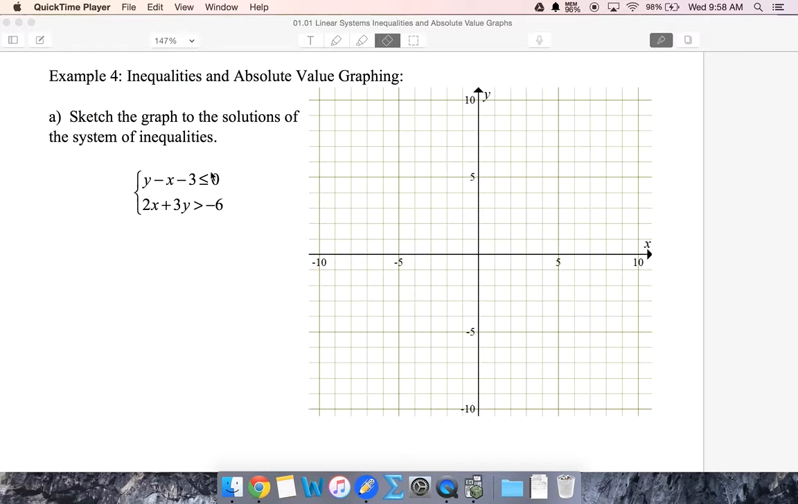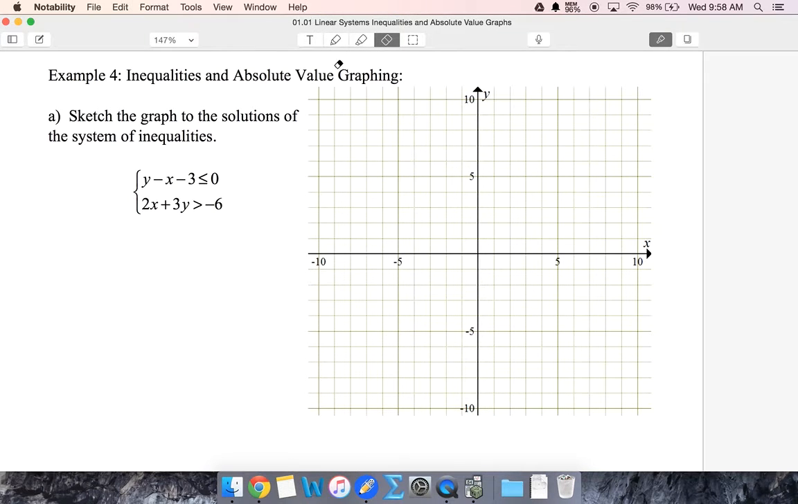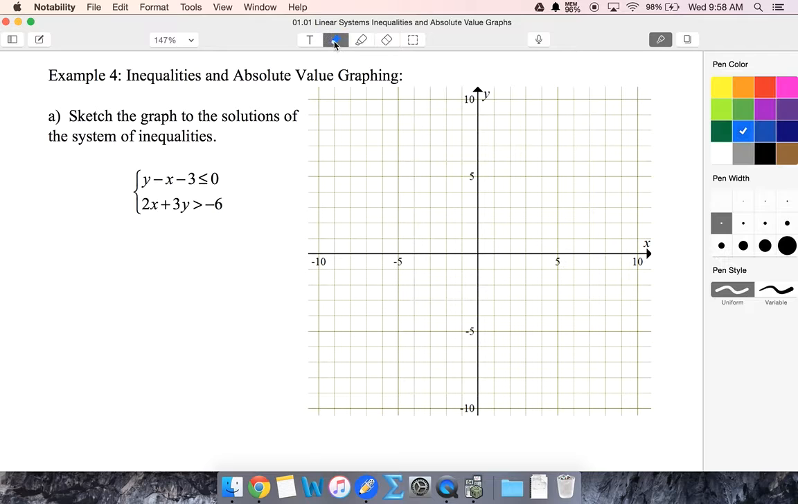And so, of course, we could start just by picking random points and checking if they're true. For example, if I took 0, 0, so 0 minus 3 is less than 0, that's true. 0 plus 0 is greater than negative 6, that's true. So my point 0, 0 is going to be a solution. It's one of my solutions. It's going to be part of a shaded area. But I don't want to just guess and check, especially with something complicated like this. So I want to try to graph this.